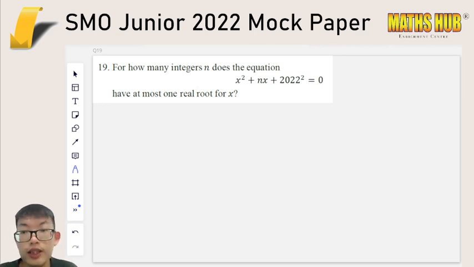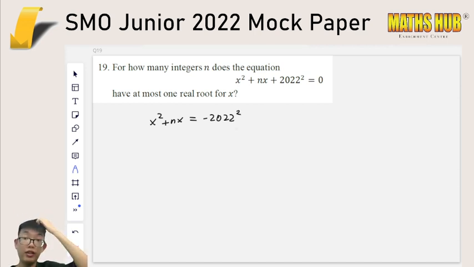What I'm going to do is I'm going to first move over the 2022 squared to the other side. We get a negative number, but never mind. And essentially I want to ask myself, for what values of n is this negative 2022 squared not attainable? Well, for instance, if n equals 0, this is not attainable, right? Because x squared cannot be negative.